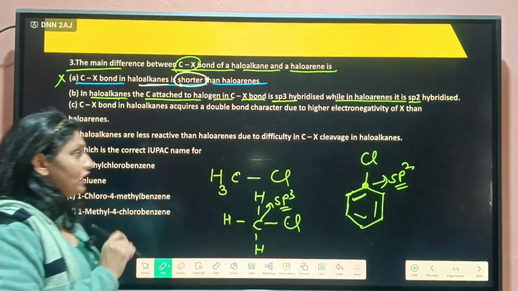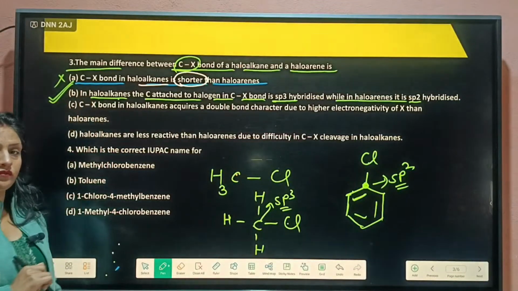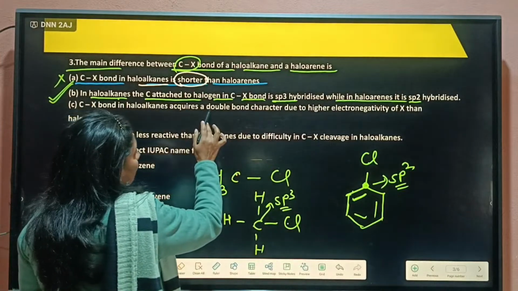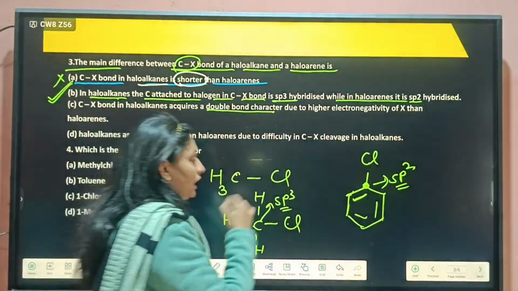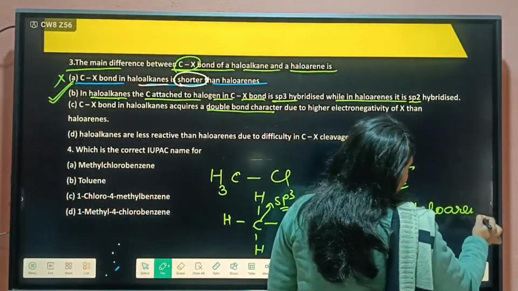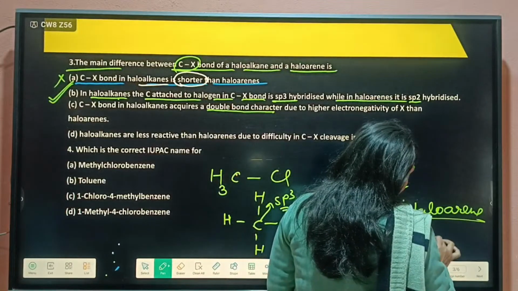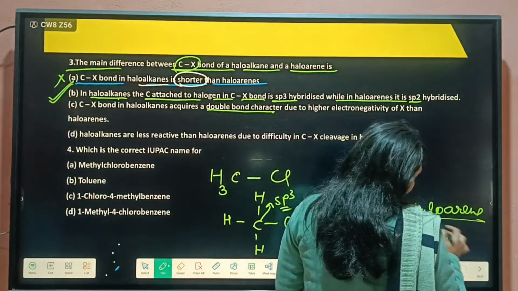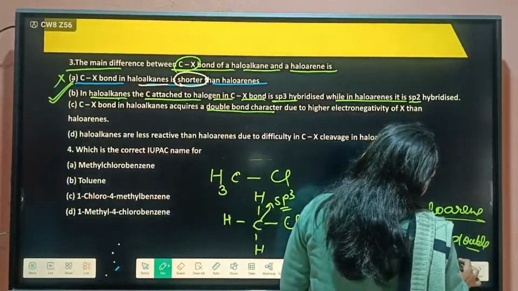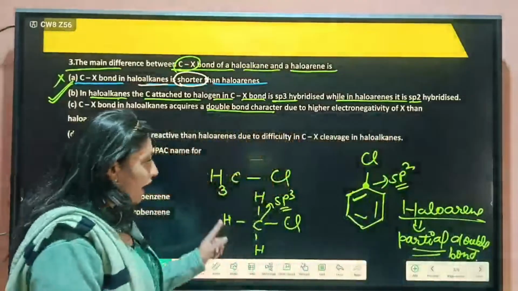So this one is the right option. We can go with this one option. Okay. Then students, does the C-X bond in haloalkane acquire a double bond character? No, in haloarene it acquires a double bond character. In haloarene it has partial double bond character during resonance. Partial double bond character it shows in case of haloarene, not in haloalkane.